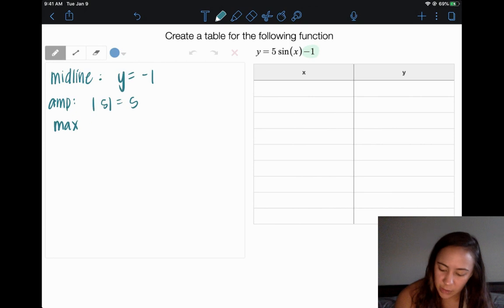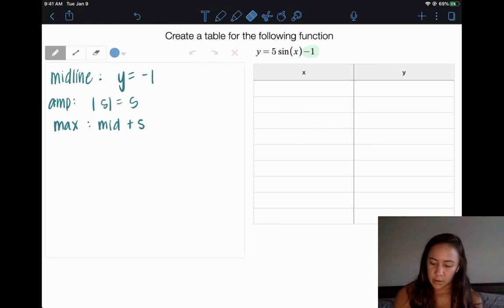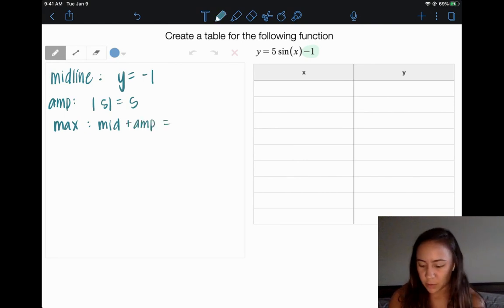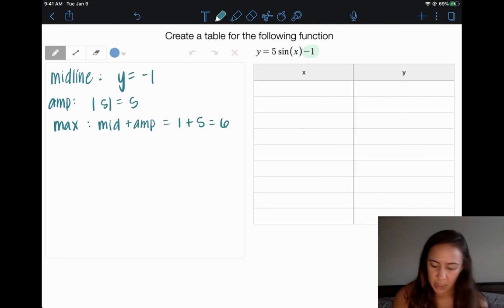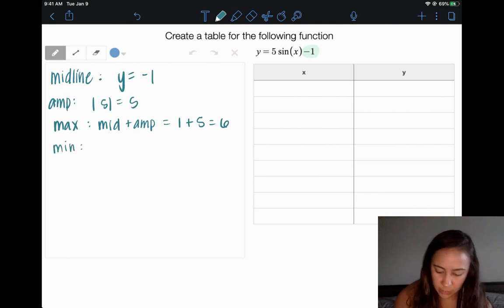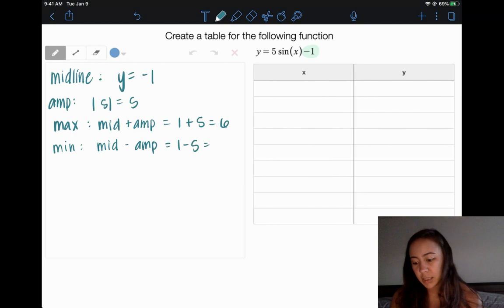So remember our max value, we take our midline and we add our amplitude, 5, to it. So midline, and you add your amplitude, which is -1 plus 5, which our maximum number will be 4. The minimum height will be your midline minus your amplitude, right? Because we've got to go below it. So that's where we're going to subtract it. So we have -1 minus 5, which gives us -6.